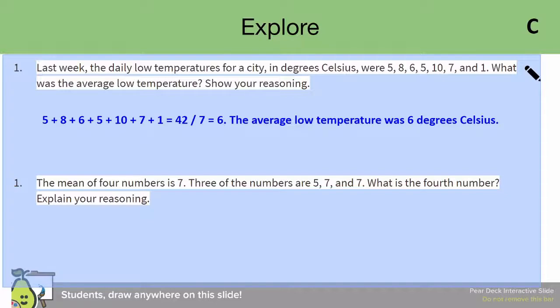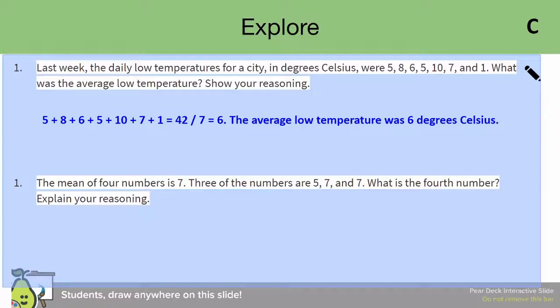Please read the next question to yourself, and then we will read it together. All right. The mean of 4 numbers is 7. 3 of the numbers are 5, 7, and 7. What is the 4th number? Explain your reasoning. All right. There's a lot of ways that we can answer this question. Let me share with you one way. But before we do that, I want you to pause the video and try this one on your own.